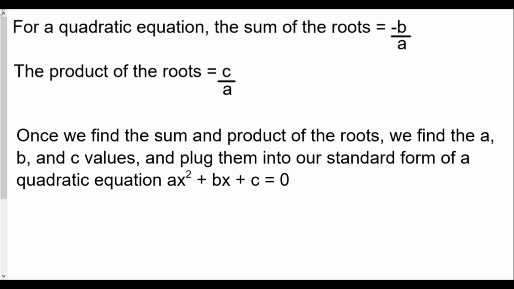For a quadratic equation, the sum of the roots is negative b over a, and the product of the roots is c over a. Now, these a, b, and c values are associated with the standard form ax squared plus bx plus c. So once we find the sum and product of the roots, we find the a, b, c values and plug them into our standard form of a quadratic equation, ax squared plus bx plus c equals 0. Right, so we're going to now use our formulas for the sum and product and find our a, b, and c values for the problem we had from before.